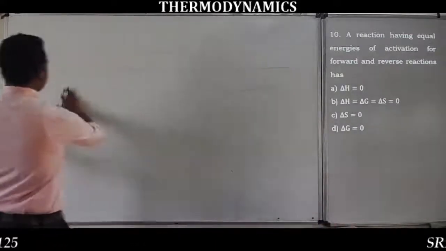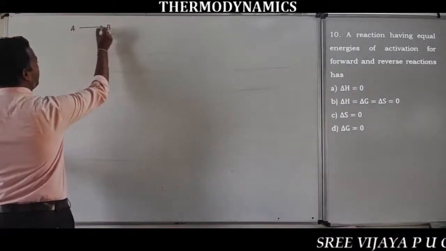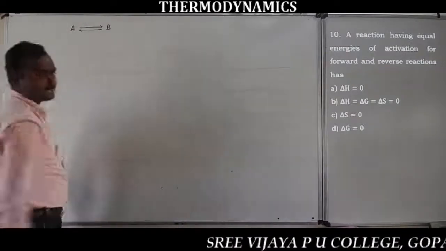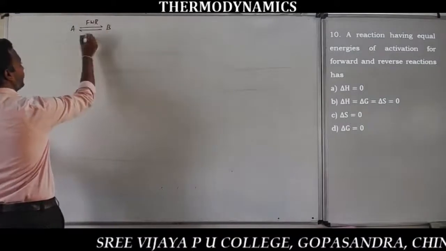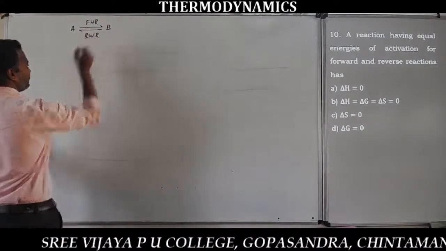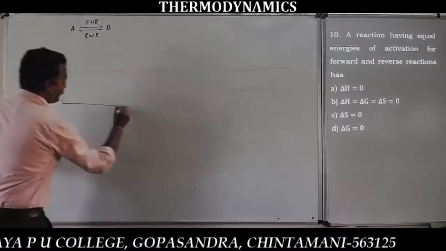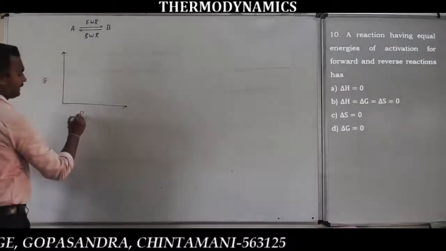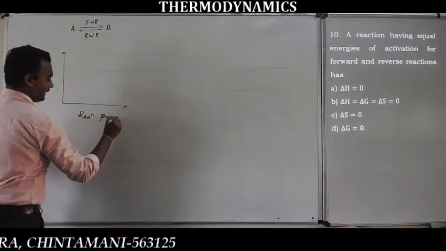So here let us take a reaction. For example, say A converted into B, again B converted into A. This is called a reversible reaction. A to B is called the forward reaction. B to A is called the backward reaction. So now in the graphical representation, we take energy on the y-axis and reaction coordinate or reaction progress on the x-axis.